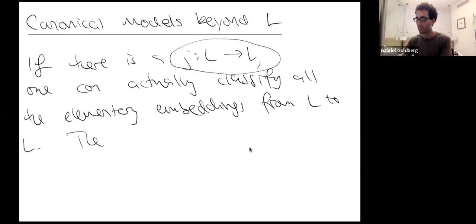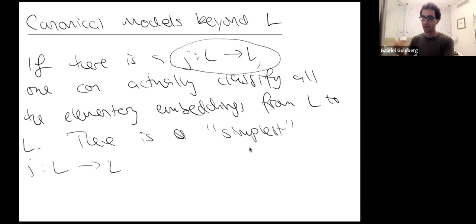So there's some simplest embedding from L to L. And you can actually use that embedding to generate a canonical model of set theory beyond L. Remember I said that L is canonical, in the sense that any two models with the same ordinals computed the same L. And every question you could ask about L, you could also answer within ZFC plus large cardinals. So the claim is that using this very simple embedding from L to L, you can build the next model beyond L. So what is the next model?